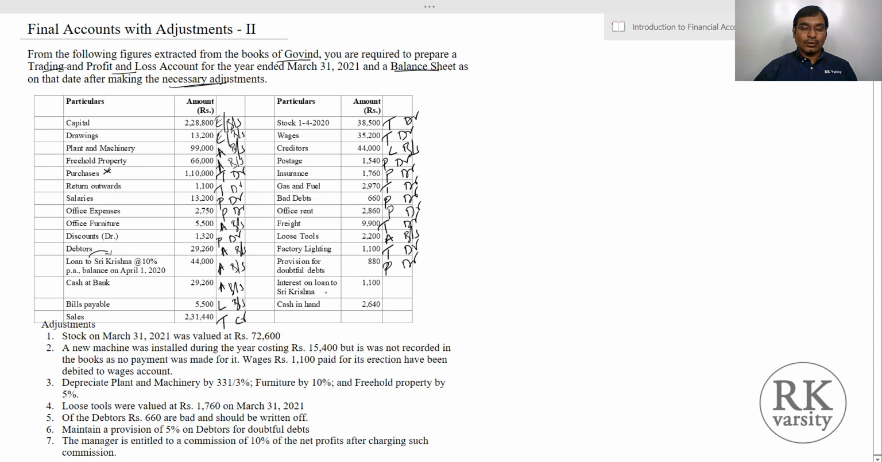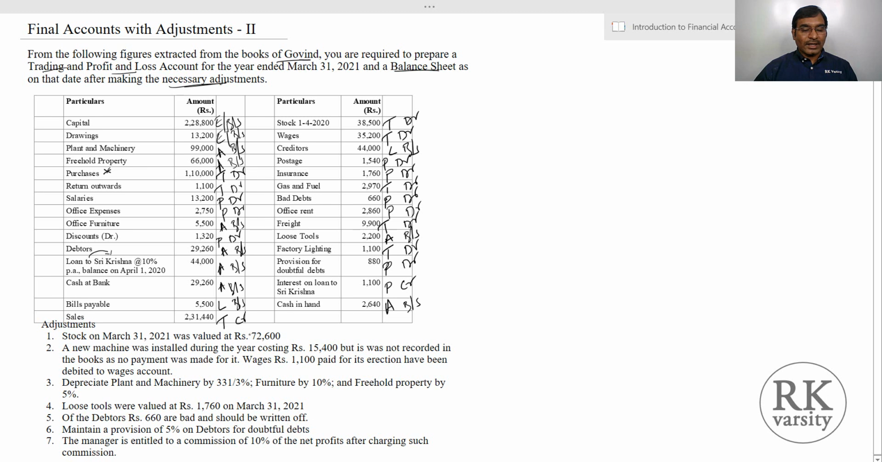Interest on loan to Krishna: you lent a loan, so this is the interest amount that you earned. When you earn interest, that is other income, so profit and loss account credit side. And cash in hand is an asset, so this appears in the balance sheet.